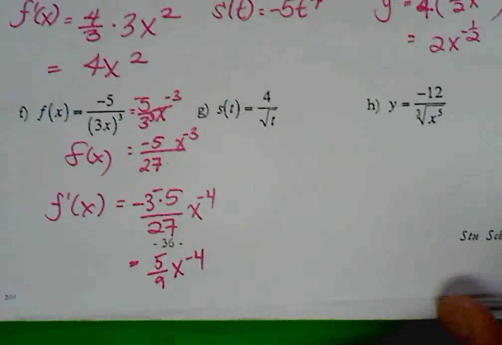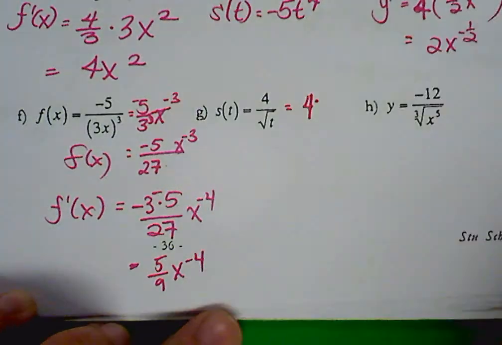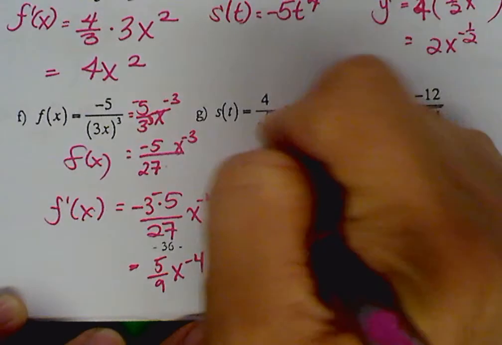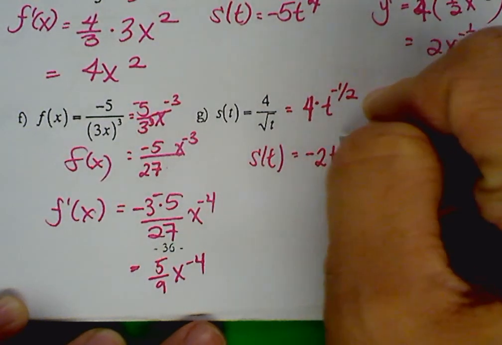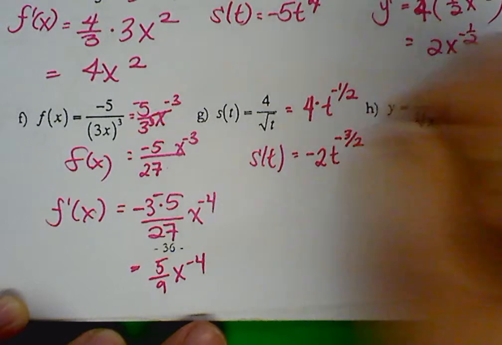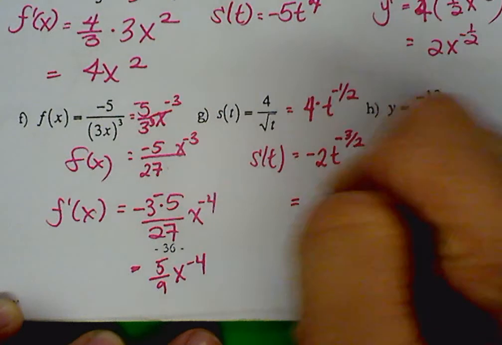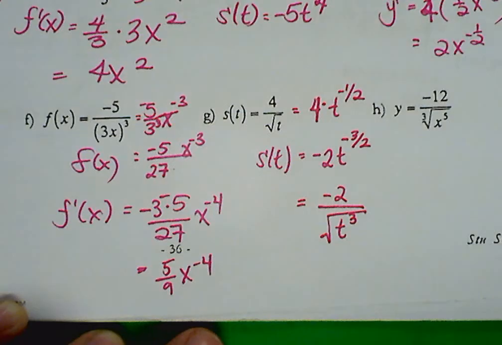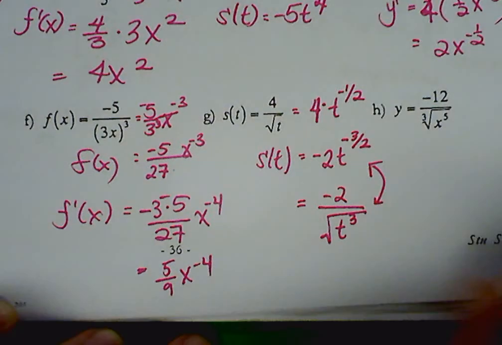Alright, how can I say this? This is 4 times what? t to the negative 1/2. So s prime of t is going to be negative 2 times t to the negative 3/2. Okay? Which you can also say is negative 2 over the square root of t cubed, right? You should know that. Same, right? Okay, do h on your own then.